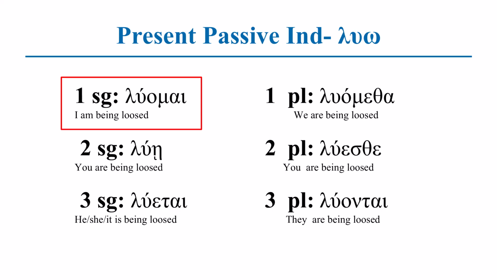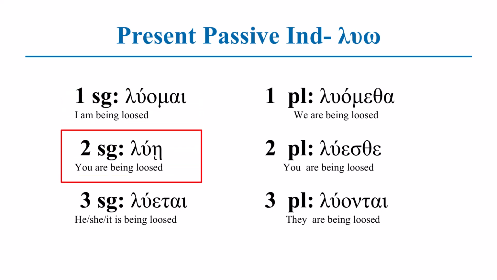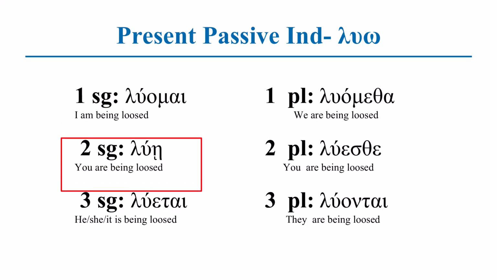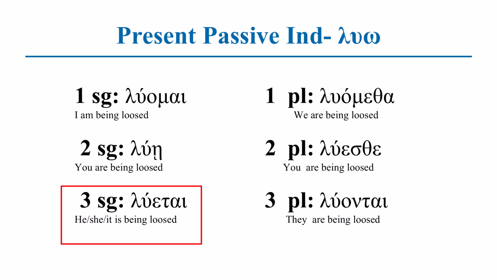So there's a difference between the active voice, middle voice, and passive voice. Here's how you translate the passive voice. In the first person singular, you have luomai. Since the subject is receiving the action, the translation is going to be, I am being loosed. In the second person singular, you have luei. Translation is, you are being loosed. Third person singular is luetai. Translation is going to be, he or she or it is being loosed.